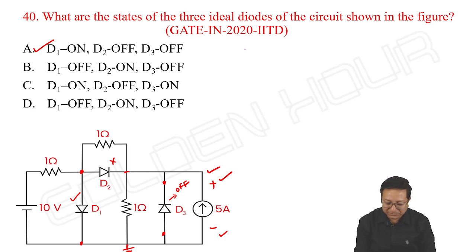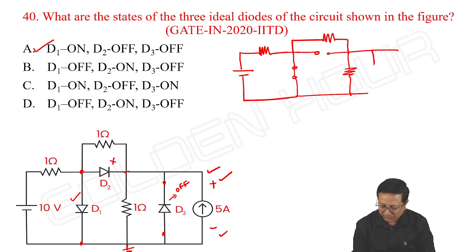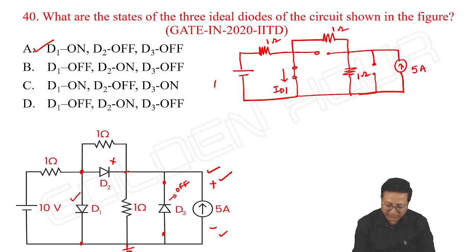Take the equivalent circuit. Here D1 is acting as short circuit and D2 is open circuit. D3 is also open circuit and the current source of 5 amperes. 1 ohm, 1 ohm, 1 ohm. This current is ID1, 10 volts.